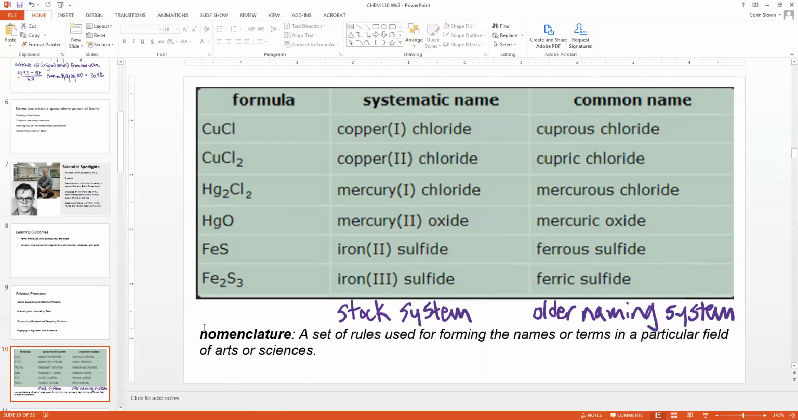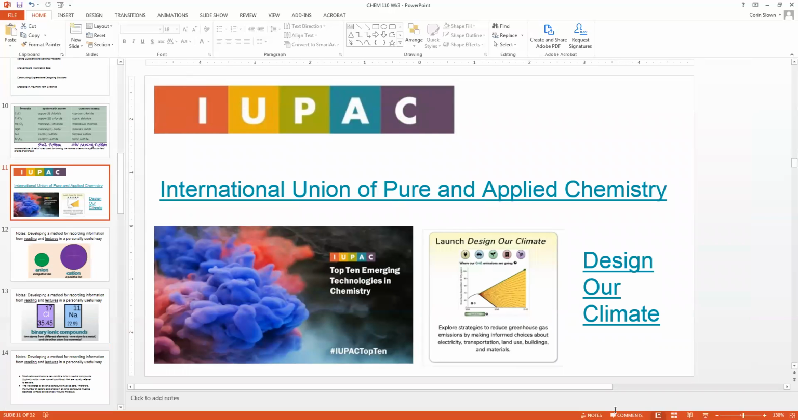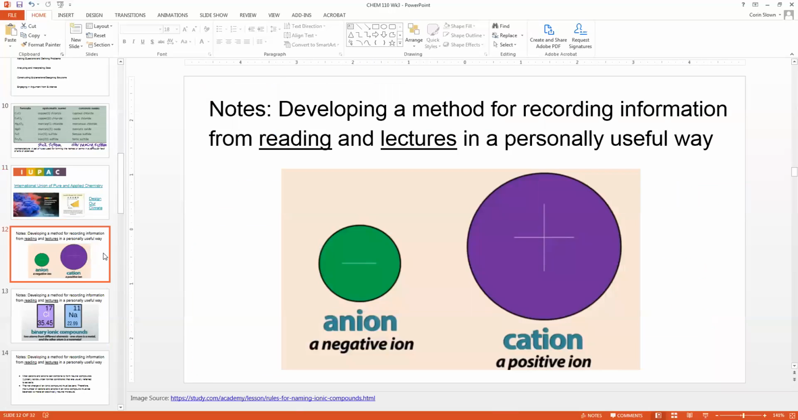It's a set of rules that we use for forming the names or terms in a particular field of arts or sciences. When we think about IUPAC, this is actually the agency that comes up with the rules for our nomenclature, but they do some really interesting things too. So for example, they track emerging technologies in chemistry. They actually have a really cool tool for designing our climate, which is an active or proactive response to climate change. So a great resource.